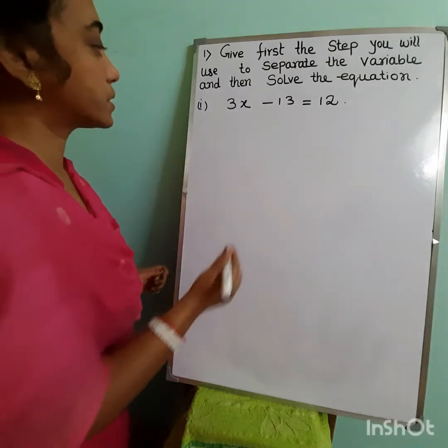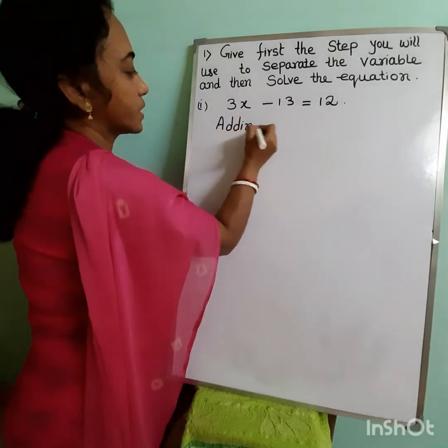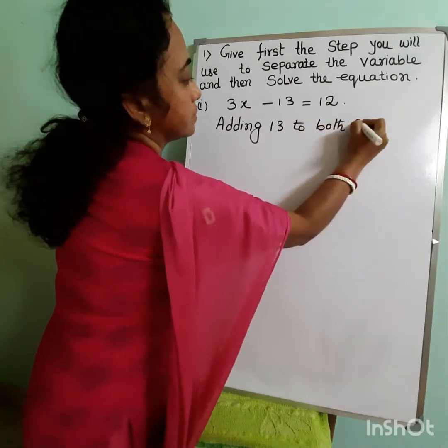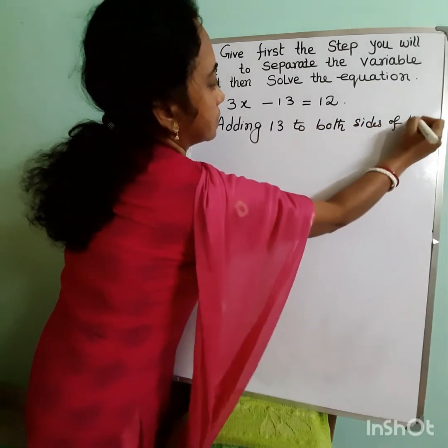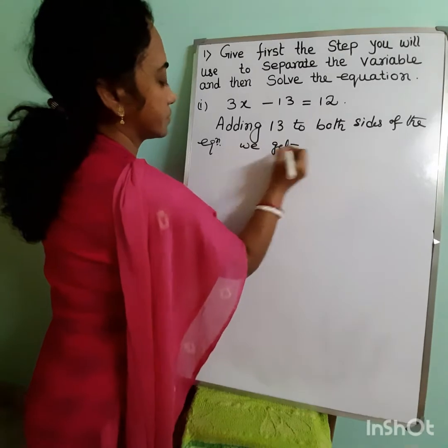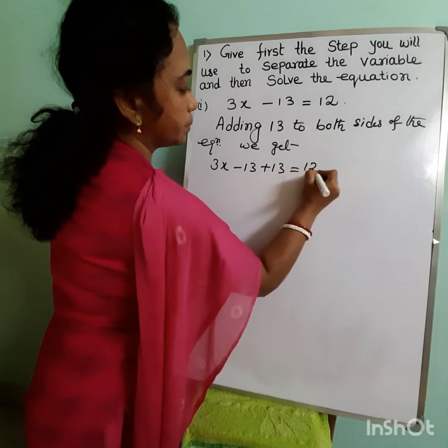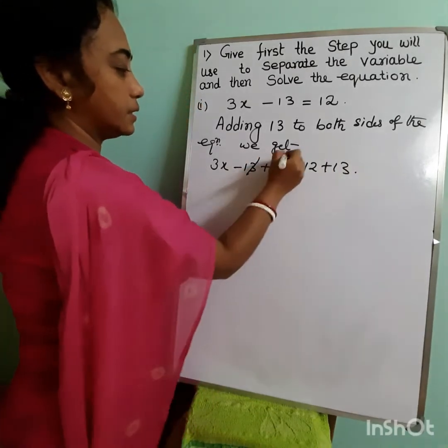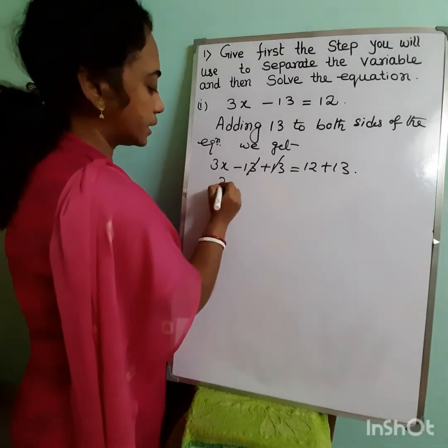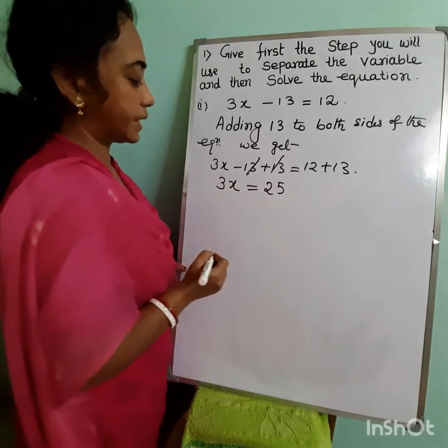So adding 13 to both sides of the equation, we get 3x minus 13 plus 13 is equal to 12 plus 13. Here 13 will cancel out because they are opposite signs, so this sum will give 0. Therefore 3x is equal to 12 plus 13, which means 25. So this we are getting.